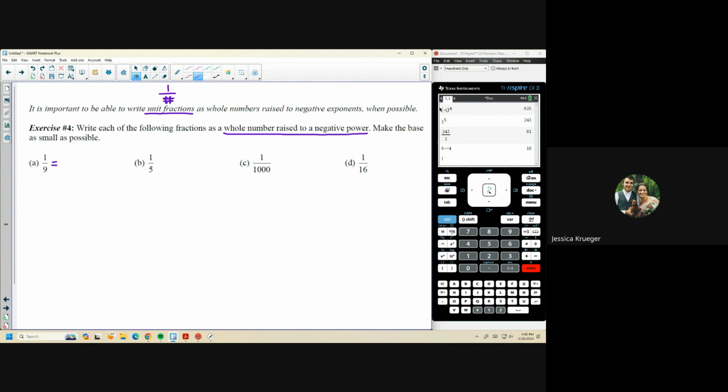Remember, we're always rewriting things. So can I write 9 as something to a power? Let's see. Let's break 9 down. 9 is 3 times 3, so it looks like it would be written as 3 squared. Since 3 squared is in the denominator, I know that it must have had a negative exponent to start with, so I can rewrite this as 3 to the negative 2 power.